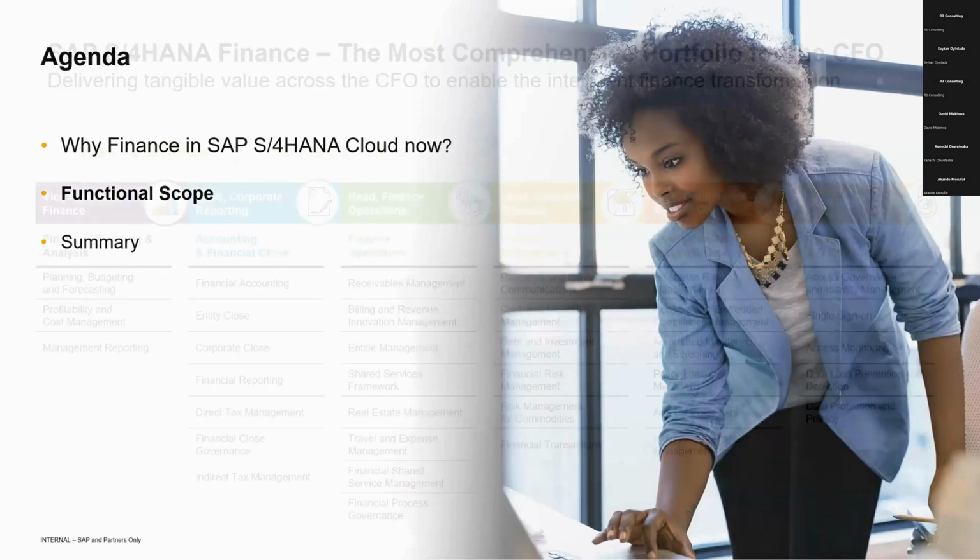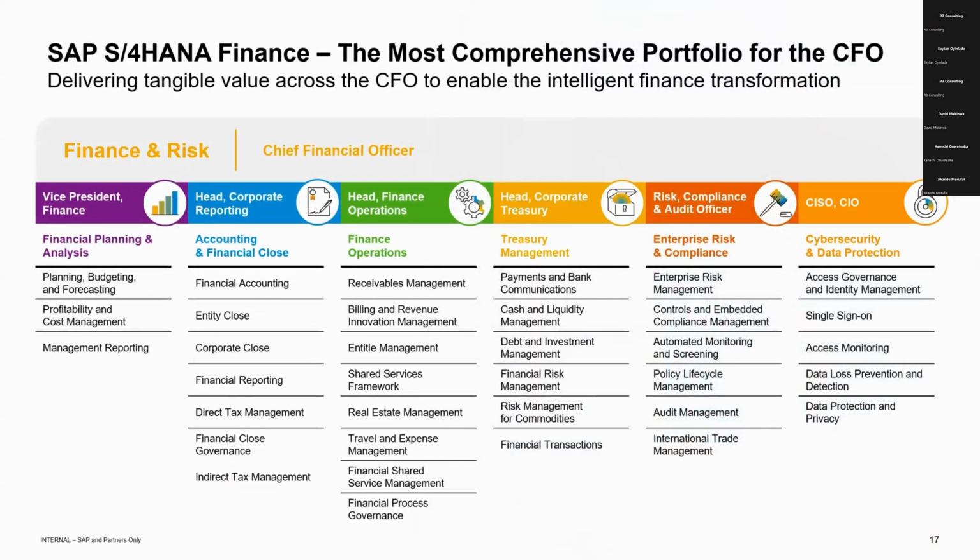So I'm going to take this for each role. Most institutions have the role of the vice president, who is in charge of planning, budgeting and forecasting, profitability and cost management. And then we have corporate reporting that covers things like financial accounting, entity close, corporate close, financial reporting, direct tax management, financial close governance, and indirect tax management. These also cover things like customs.